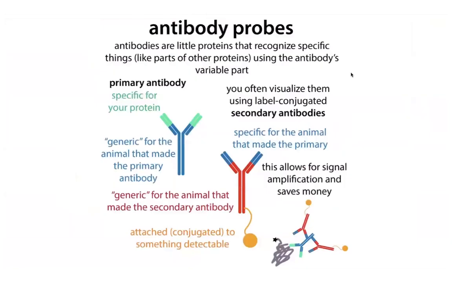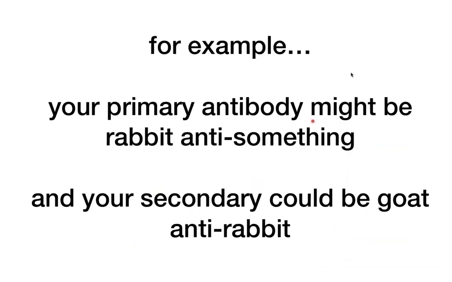So going back to the idea of primary and secondary antibodies, remember how I said that antibodies had that generic part and that unique part? Well, the generic part is only generic for the animal that made the antibody. And then what can happen is you can use a secondary antibody that recognizes that generic part from the first antibody. And then the secondary antibody is conjugated. Remember, conjugated just means it's attached to something detectable. So for example, your primary antibody might be rabbit anti-something, and then your secondary could be goat anti-rabbit.